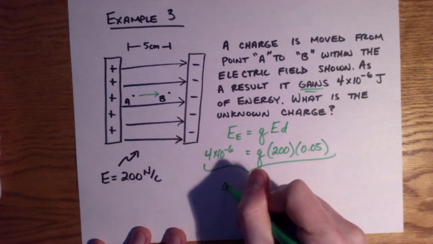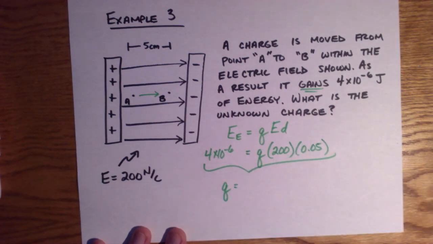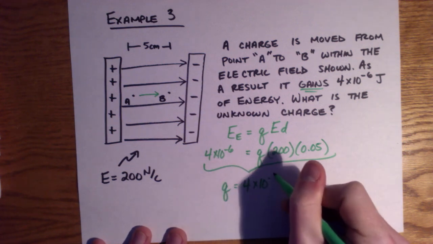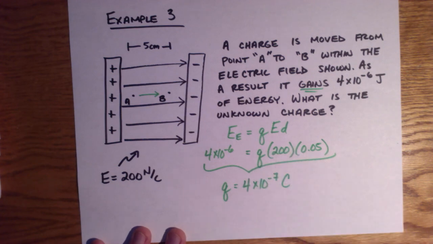So if we go through and we solve for Q, we should take 4 times 10 to the negative 6th. We can divide that by 200 and divide that by 0.05. What we wind up getting is 4 times 10 to the negative 7th coulombs, but we need a sign on that.